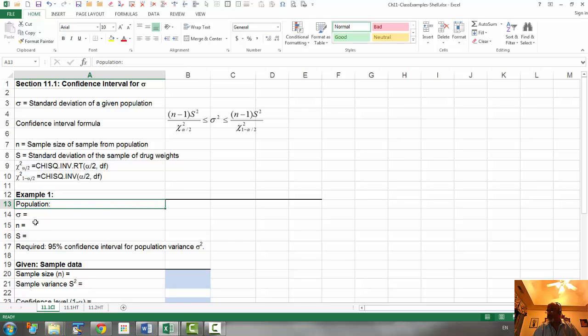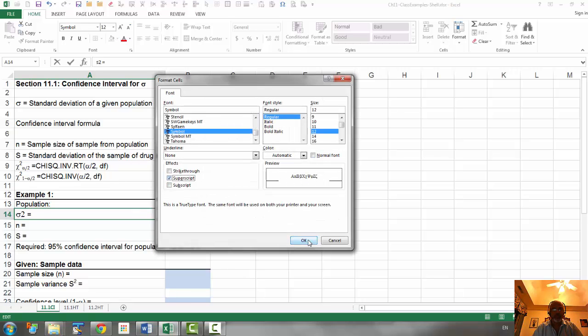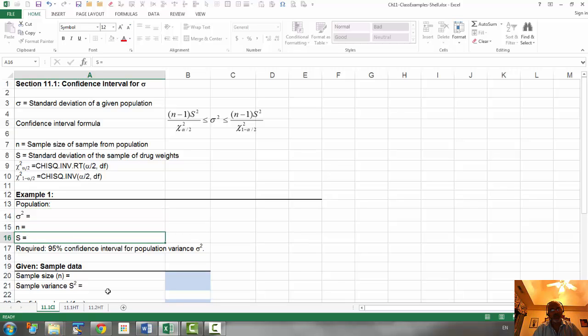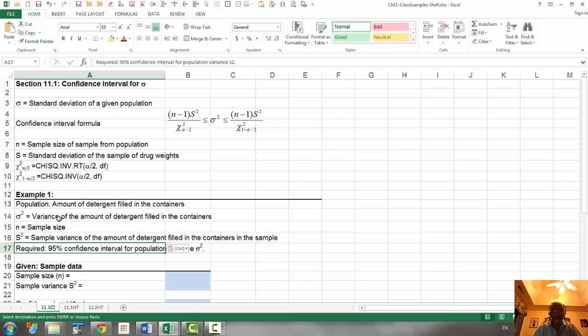So the population is the amount of detergent filled per container, and sigma is the standard deviation, and sigma squared would be the population variance. We take a sample and find the sample standard deviation, and we will develop a confidence interval. So let's define the population: the amount of detergent, the variance of the amount of detergent filled, the sample size, and the sample variance s squared.